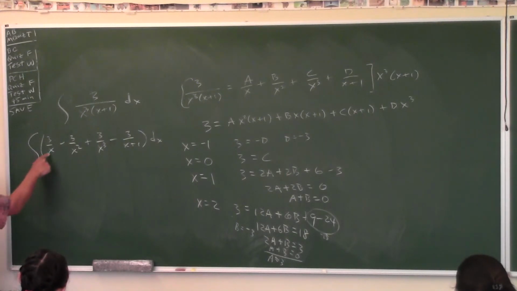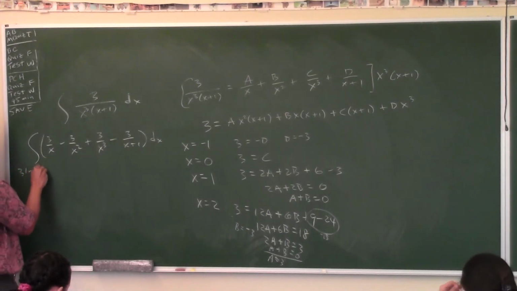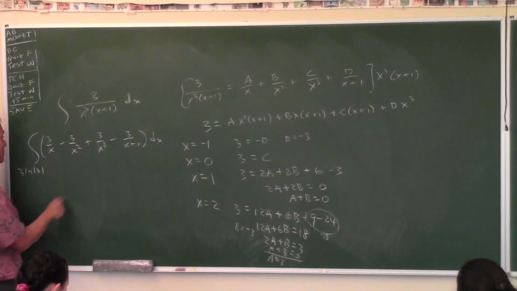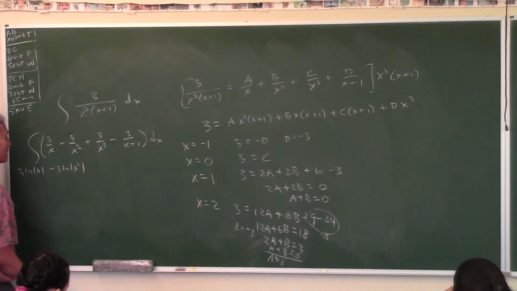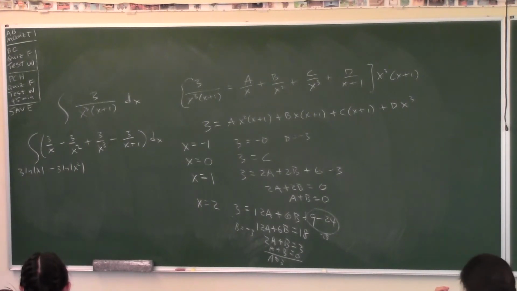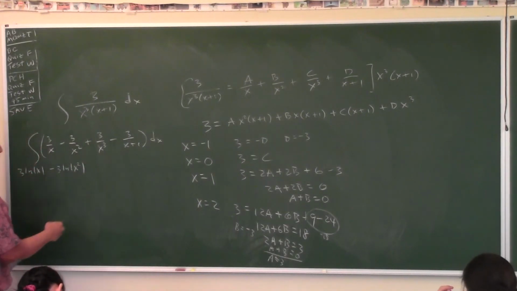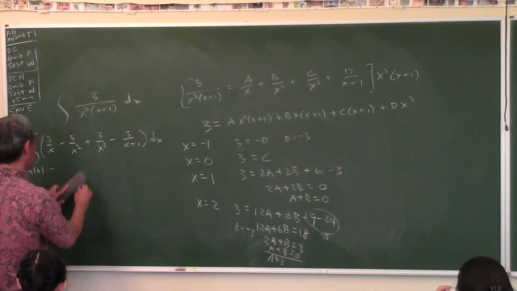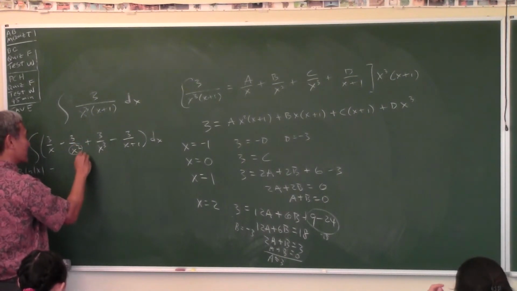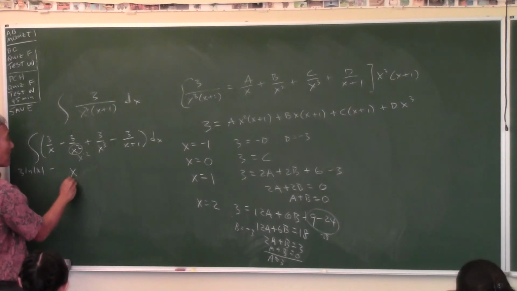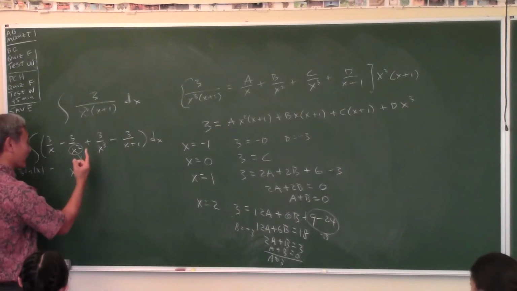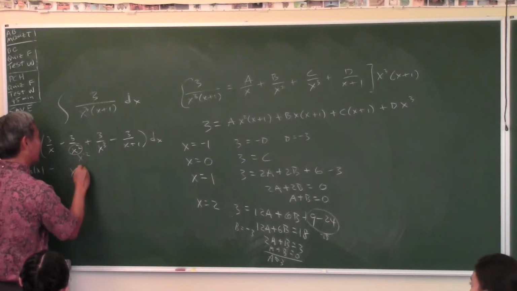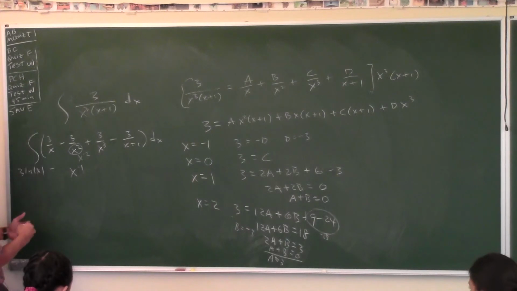Okay, so can I do this? The first one. Can I just go 3 natural log absolute value of x? Yes. What about this one? Can I go minus 3 natural log absolute value of x squared? No, because there's no x squared. X to the first power, you can do that. This is the same thing as x to the negative 2, right? So you've got to make the power 1 bigger. Negative 1, and then put the reciprocal in the front. So that's going to be plus 3 then, right?